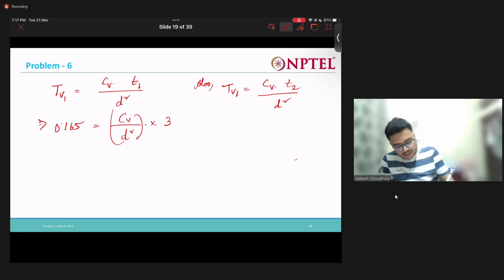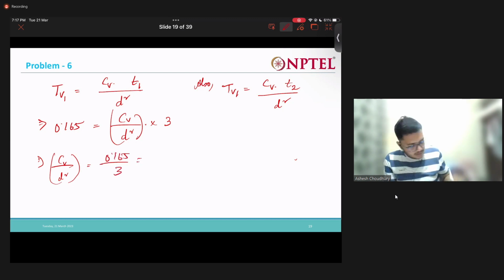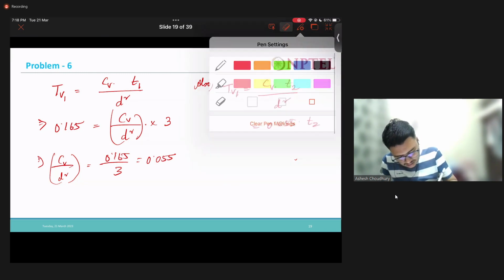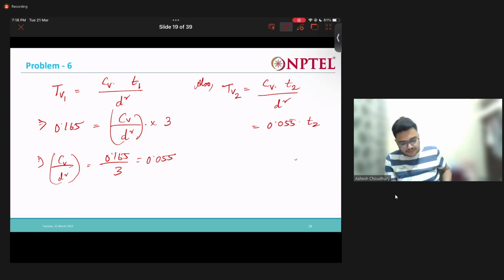So this CV by D square is actually constant, right? So from here, let us find out the CV by D square value. It is 0.165 by 3, which is 0.055. So it's equal to 0.055 into T2. One thing I made a mistake, it is TV2. Right? So if we know this TV2, time factor 2, we can find this T2.